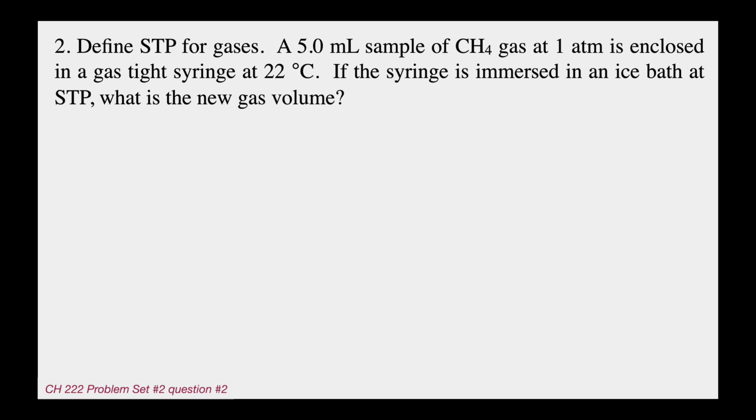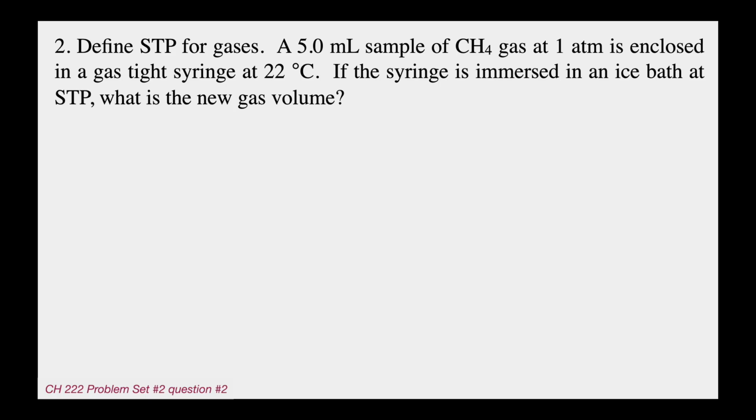Define STP for gases. Then it says a 5 milliliter sample of methane gas at 1 atmosphere is enclosed in a gas-tight syringe at 22 degrees Celsius. If the syringe is immersed in an ice bath at STP, what is the new gas volume?